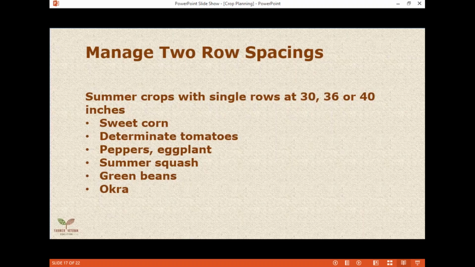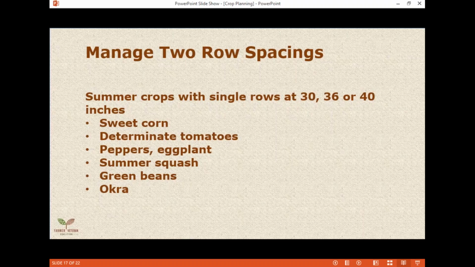One is those single row spacings where you're planting every row, and these are some of the crops you would do that on. Sweet corn, determinate tomatoes that are left on the ground, possibly on plastic mulch, or planted in areas like California where they grow processing tomatoes or determinate tomatoes for the fresh tomato market, but you don't need to stake and tie them. Peppers, eggplant, summer squash.